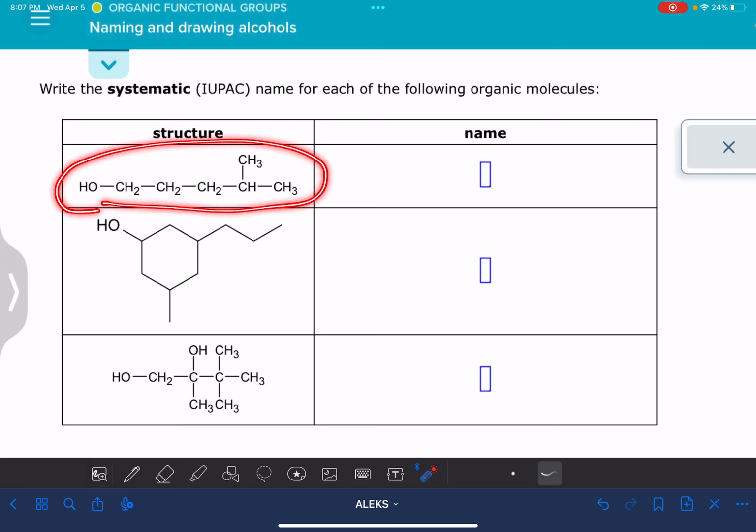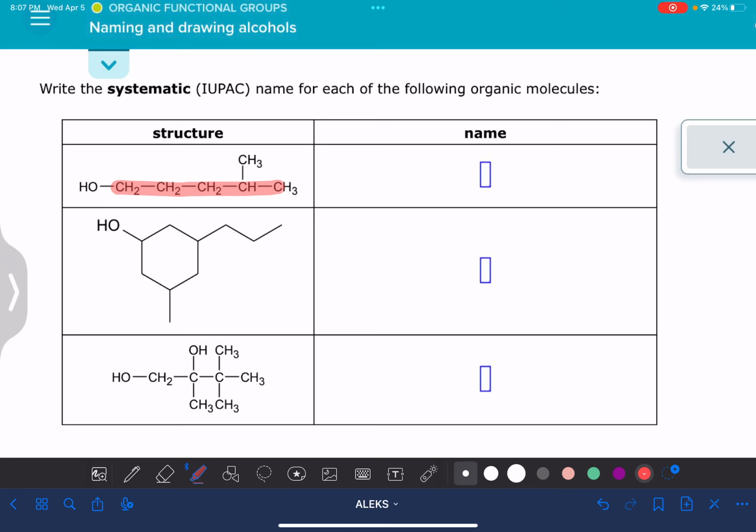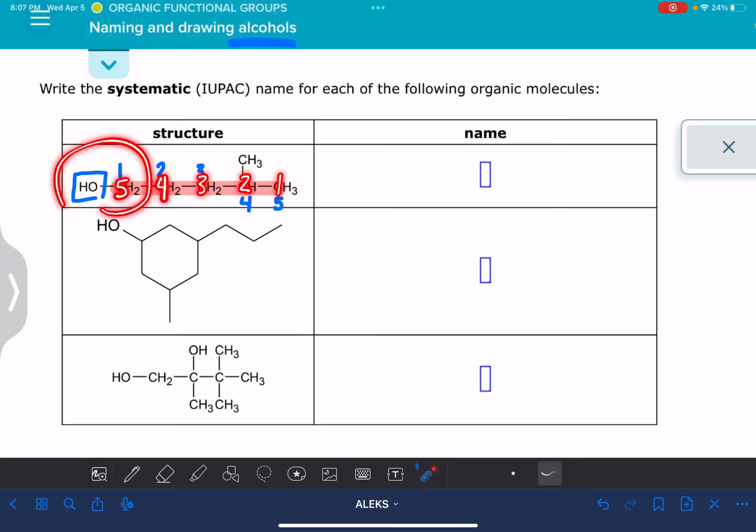Whenever we're being asked to name a molecule, our first job is to find the longest continuous chain of carbon atoms that contains the functional group that we're working with. So in this case, we're working with alcohols. We're looking for the longest chain of carbon atoms that includes that alcohol functional group. Step number 2, we need to number the chain of carbons so that the alcohol functional group is placed on the smallest possible number. In this case, number 1. We don't want to number the carbon chain in this direction because that would put the alcohol functional group on carbon number 5. We want it on the smallest possible number.